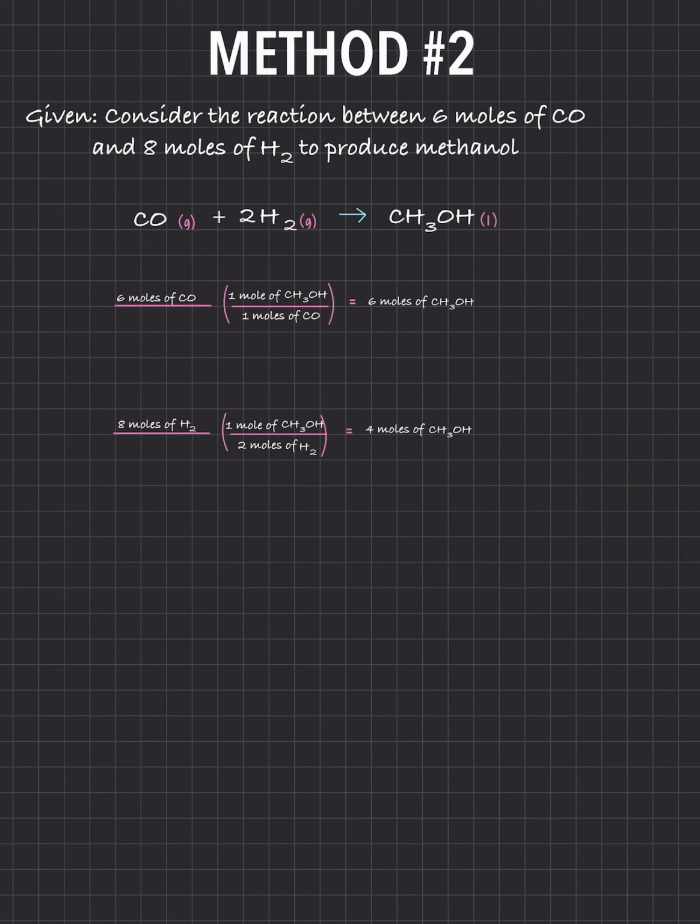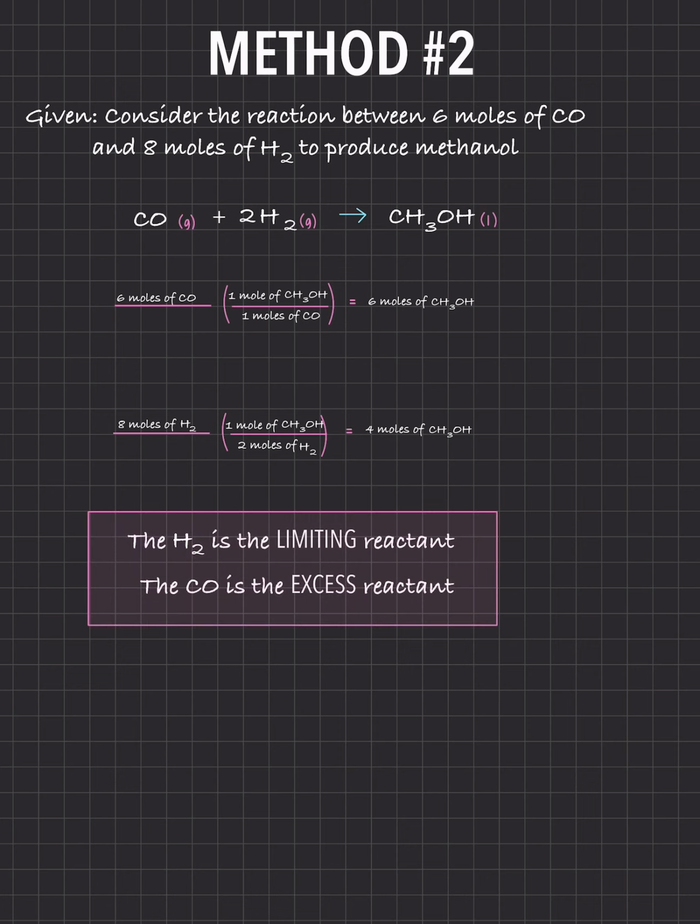So what you're looking at is your yield. You're looking at how much product you would make. If you use all your CO, you would produce 6 moles of methanol. If you use all your H2, you're only going to produce 4 moles of methanol. So what does this tell us? It doesn't matter if you can make 6. At the end of the day, you're going to use the one that makes the least.